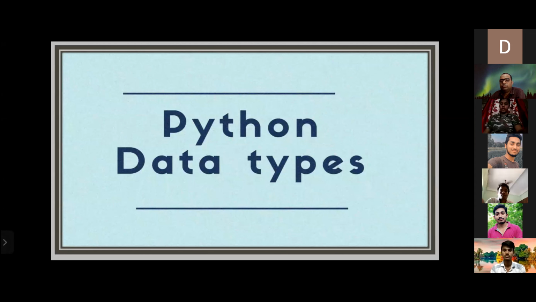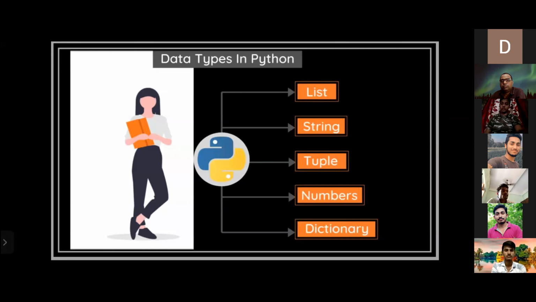We talk about the Python data type. There are 5 basic types of Python data type. First, list. Second, string. Third, tuple. Fourth, number. Fifth, dictionary. Now group members will describe all data types one by one. Thank you.